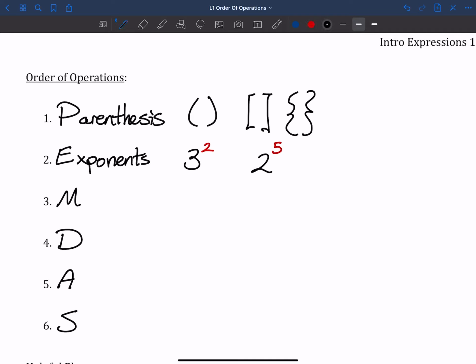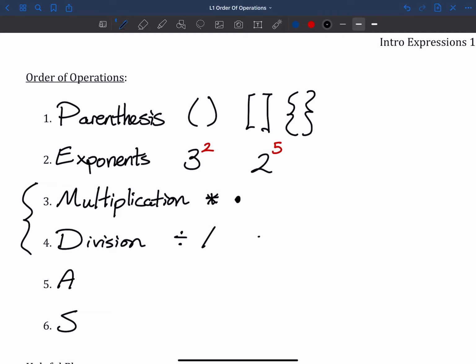These next two kind of go together, the M and the D. M is for multiplication. So we've got multiplication and division. We talked a little bit about what multiplication can look like. You can either have the little star or you might have a dot. For division, you might have that symbol you know to be division, you might just have a slash, or you might have something that looks sort of like this, which is a fraction. Don't forget, fractions are just division.